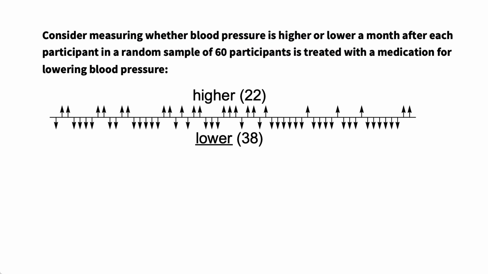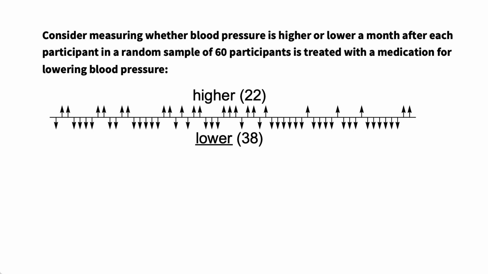For example, consider giving a medication for lowering blood pressure to a random sample of 60 participants and finding after a month that 22 of the participants had higher blood pressure and 38 had lower blood pressure. Although the majority of the participants in this sample did have lower blood pressure, this is a random sample, and so this result could simply be due to random chance.